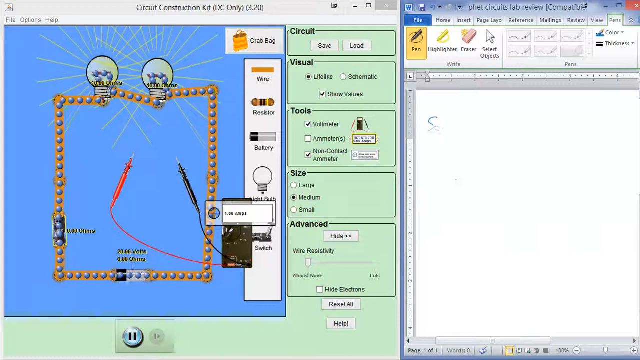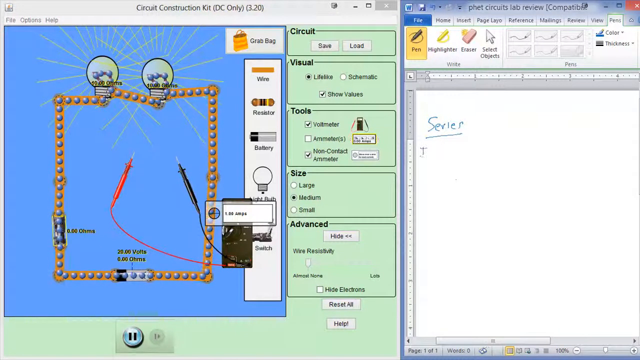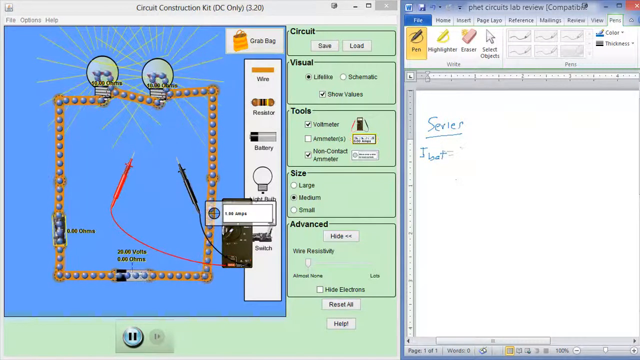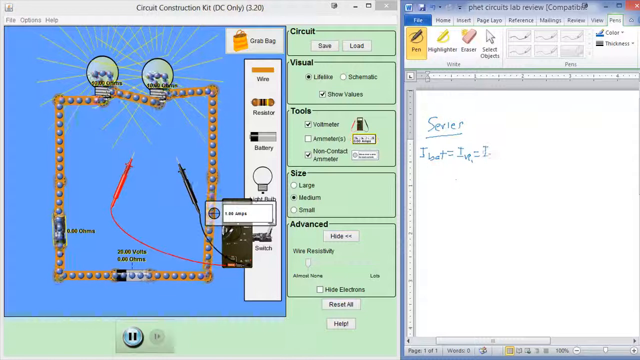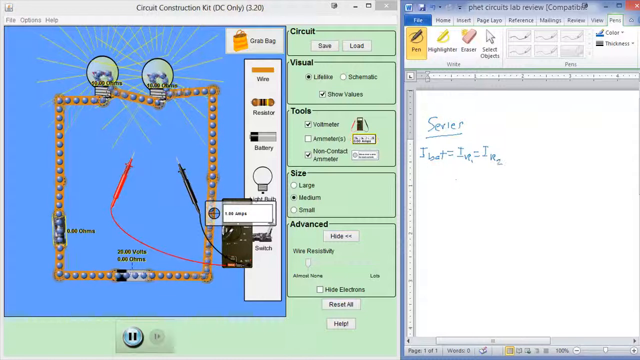Series circuits. So the first thing we can say is I going through the battery is equal to I going through resistor 1, which is equal to I, current, going through resistor 2.